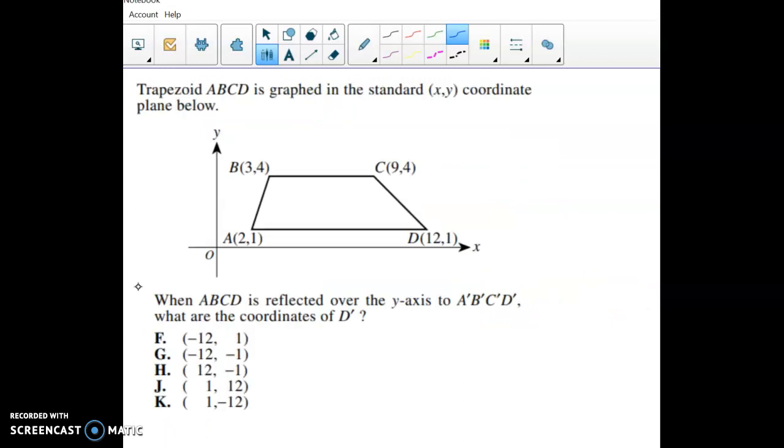Okay, same picture, but now we're going to take this thing and we're going to reflect it over the y-axis. So it's going to flip over here, and we want to know the coordinates of D when we flip it over. So pause the video and give it a shot.